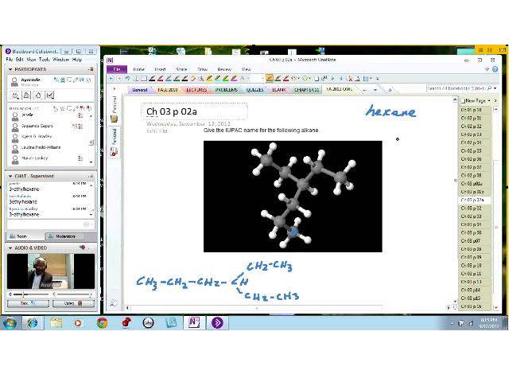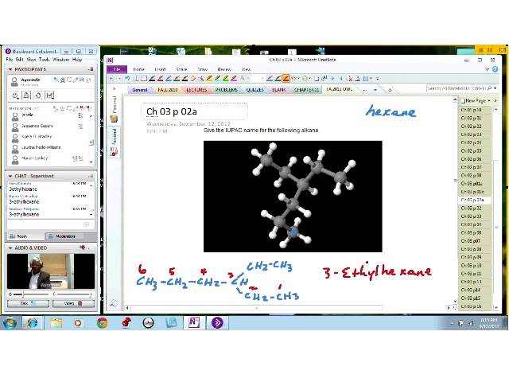Okay, somebody said 3-ethylhexane. Is that correct? Let us see. Great, great. That is great. So I'm assuming that you guys want to start your numbering from here: 1, 2, 3, 4, 5, and 6. And that is correct. The name is 3-ethylhexane.